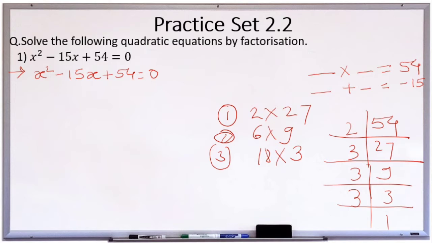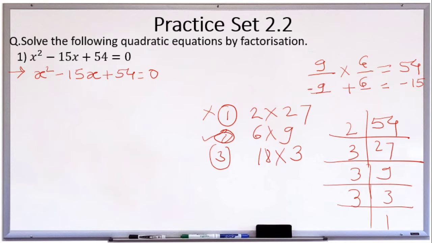Okay, so let's check one by one. Now 2 into 27 is 54, but if you take 2 and 27, this does not satisfy our second condition, so this option is gone. Then let's try the second option, that is 6 and 9. So 9 into 6 is 54. Next, if I take 9 plus 6, yes, 9 plus 6 is 15, but we want minus 15.